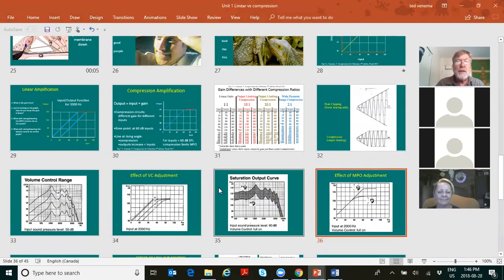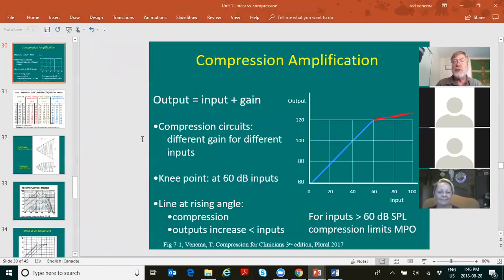Here you go. Here's a compression hearing aid. And you can see you're getting linear gain. The line is a 45-degree angle for all inputs from 0 up to 60. The gain is identical. In this case, 0 in, 60 out, 20 in, 80 out, 40 in, 100 out, 60 in, 120 out. The gain is always 60. And now you're in compression.